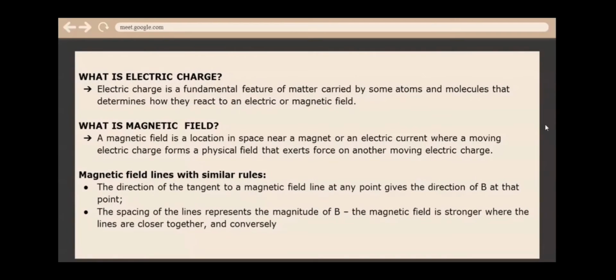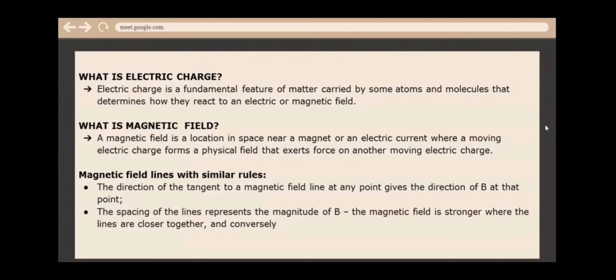We have already learned about the interaction of electric and magnetic fields as well as the motion of charged particles in the presence of both electric and magnetic fields. We have also deduced the relationship of the force acting on the charged particle, which is given by the Lorentz force in this instance. We've also learned about the magnetic force acting on a current-carrying conducting rod when it is exposed to the magnetic field. So what is electric charge?